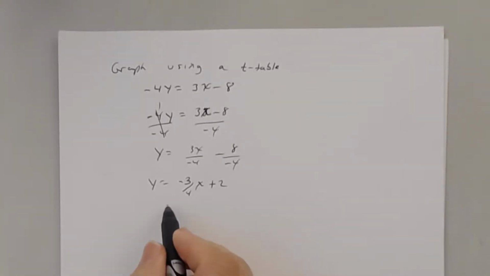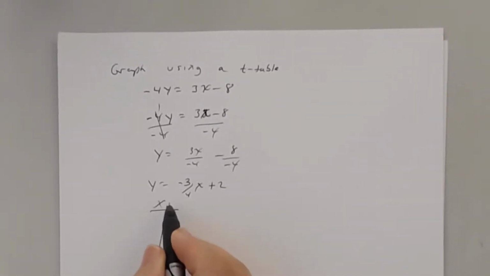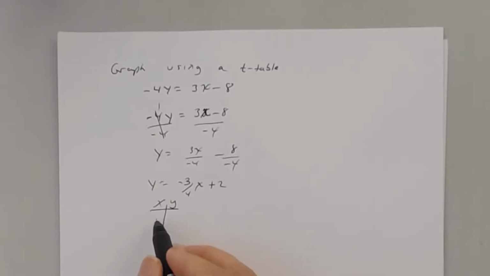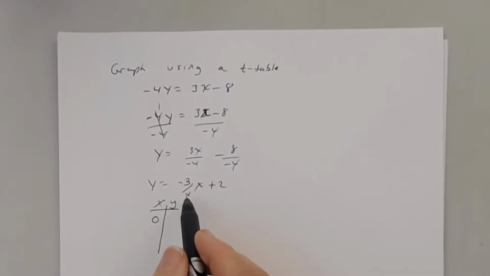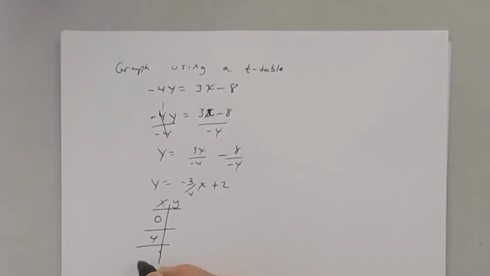Now, when we did this using a t-table, how many numbers did I choose? 3. Easiest one to use is always what number? 0. All right, remember I have a fraction. We use numbers divisible by 4. So I'm going to say 4, and then what's the other one? Negative 4. All right. So now I got to find the y value.